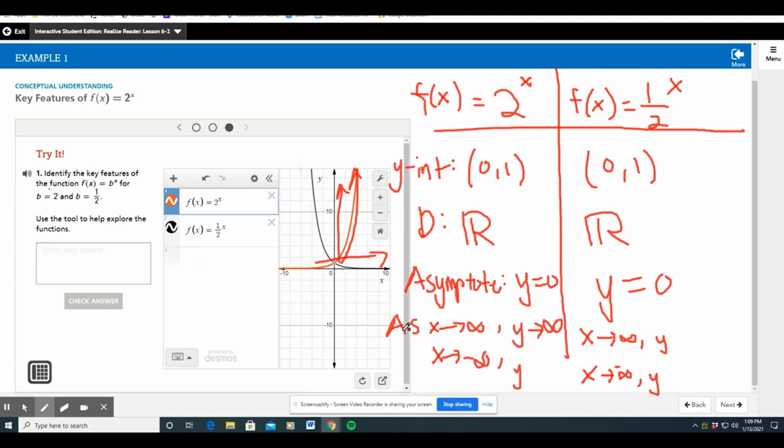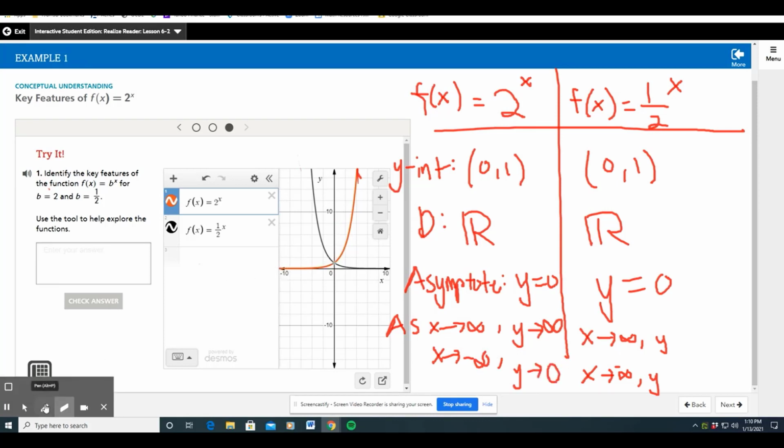Okay. And then for the red graph, I'm going to go ahead and erase this. As x is going to negative infinity, so as your x values are going this way, what's happening to your y values? Well, your y values are heading down towards 0. Okay, so they're going to be heading towards 0.